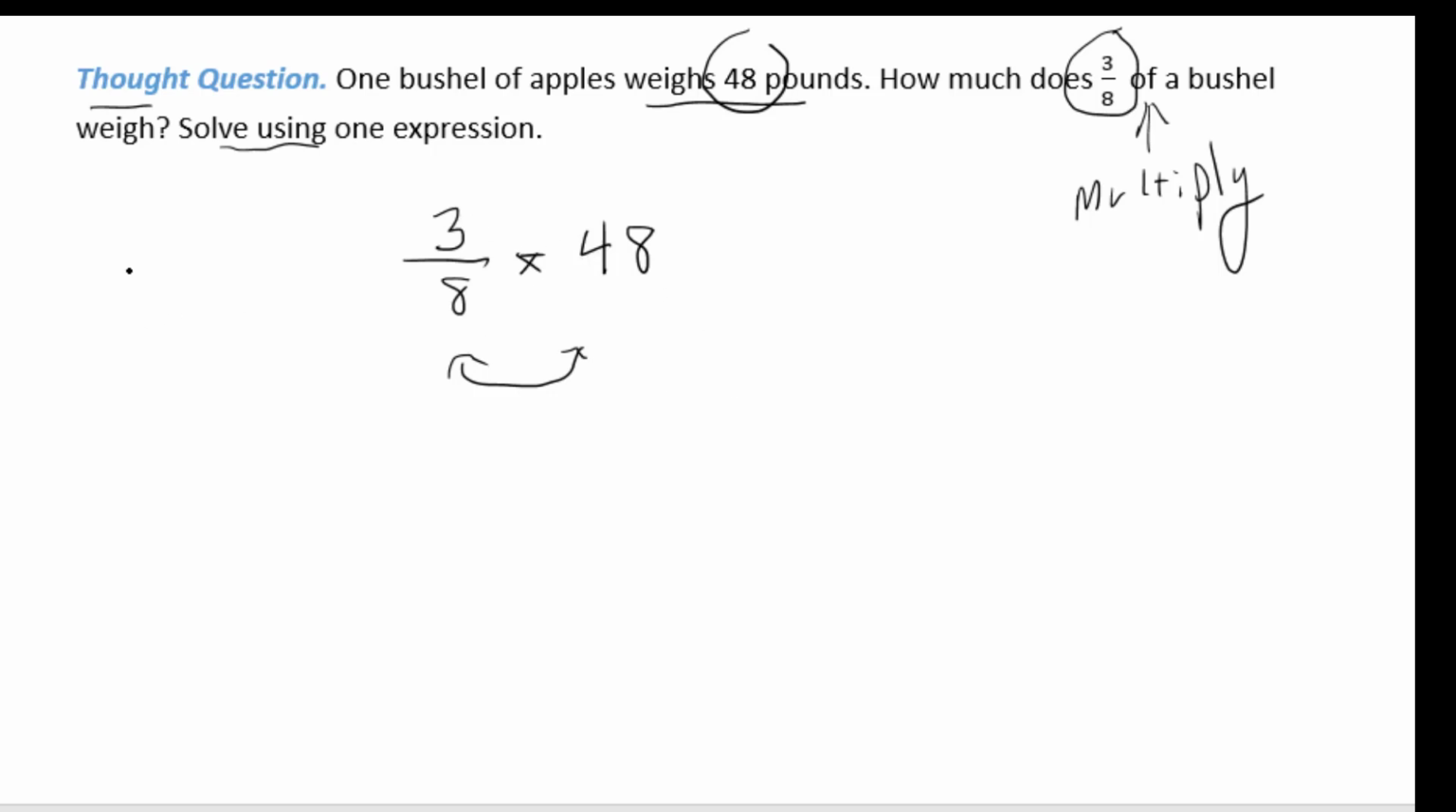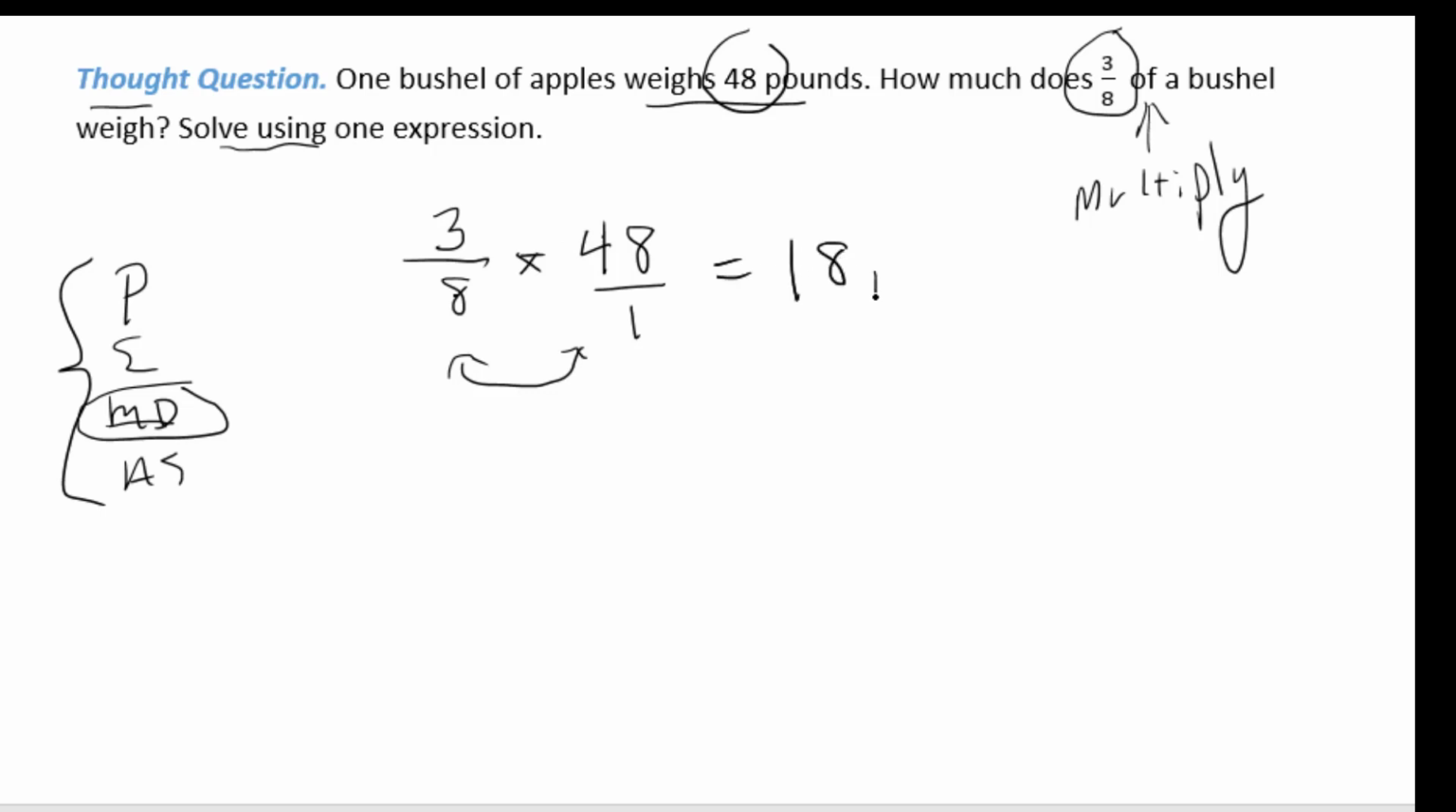I know that you remember "please excuse my dear Aunt Sally," that mnemonic for the order of operations. Well, "my" and "dear," which are multiply and divide, are on the same level. So you have a choice of doing either one first. So I can take 48, divide it by 8, and get 6, and then take 6 times 3 and get 18 pounds.